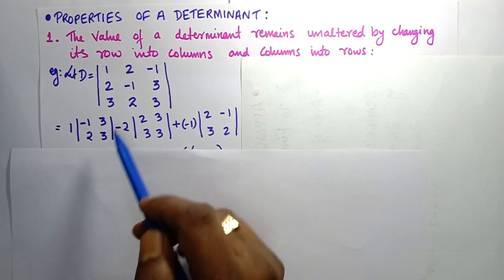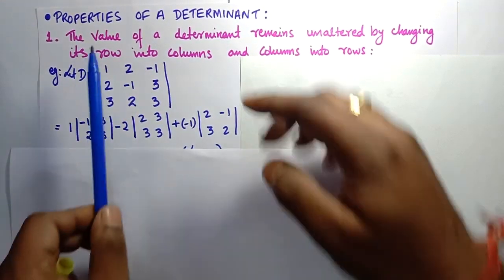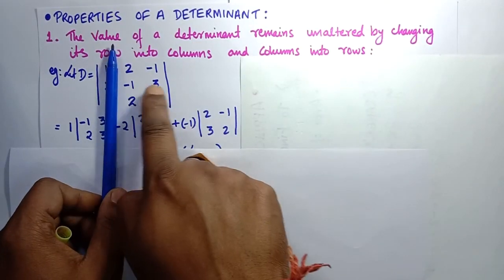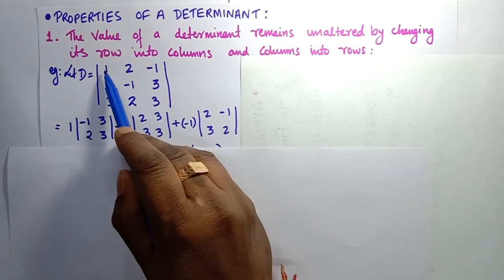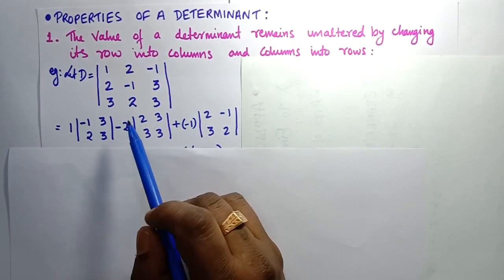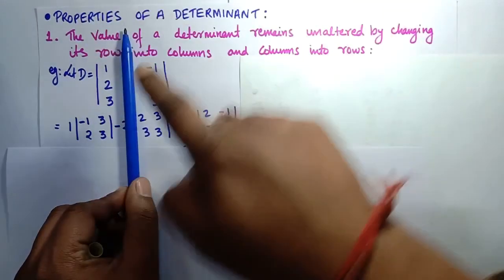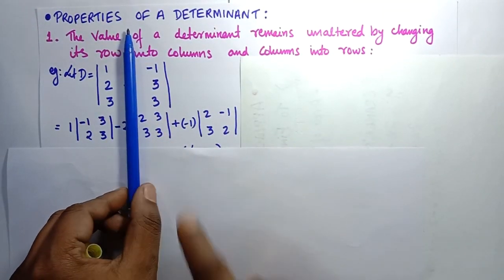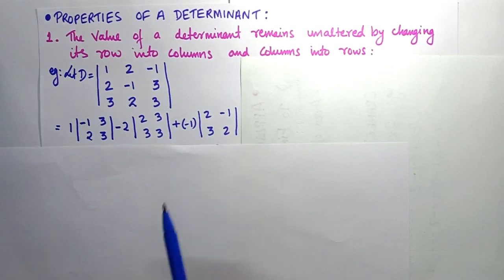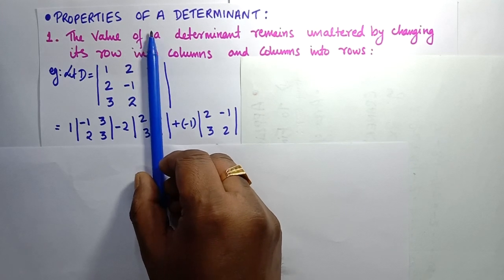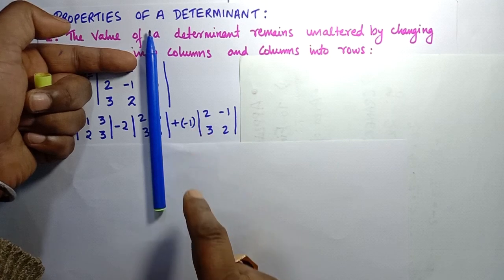As you already know, I'll expand from this row. For 1, I'll hide its row and column. What I'll get is the minor minus 1, 3; 2, 3. Now for 2, the sign is minus, so minus 2. I'll hide its row and column, and I get 2, 3; 3, 3. Now this side is plus, so I have minus 1. Now I hide the first row and the third column, and what I see is 2, minus 1; 3, 2.